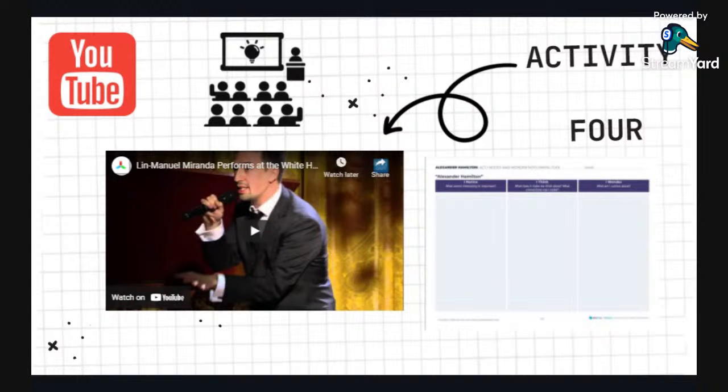For activity four, the class watches Lin-Manuel Miranda's performance at the White House Poetry Evening and adds responses to their Act One Notice and Wonder note taking tool to track their observations, thoughts, and questions as they watch and listen to the video. They are looking for what seems interesting or important, what does it make me think about, or what connections can I make, and what am I curious about.